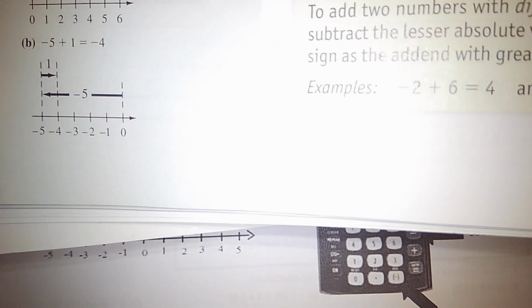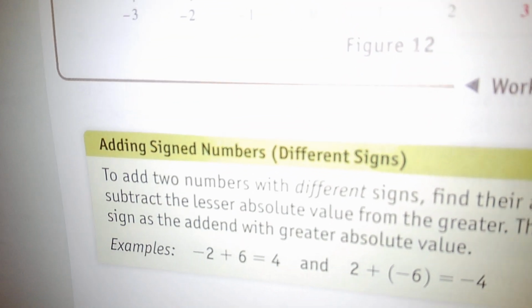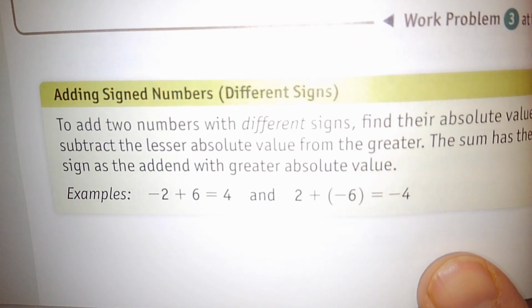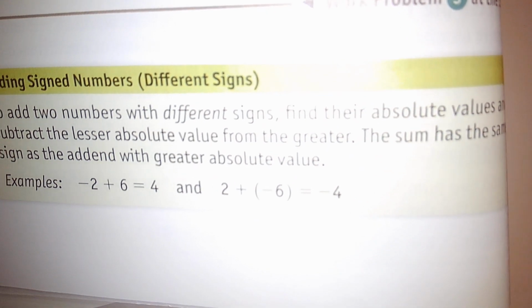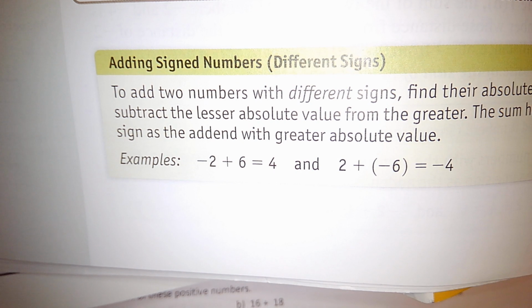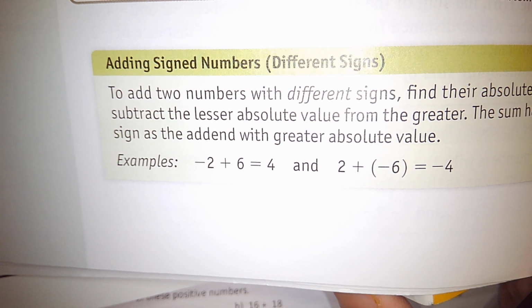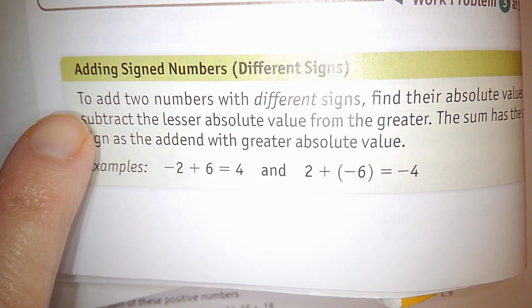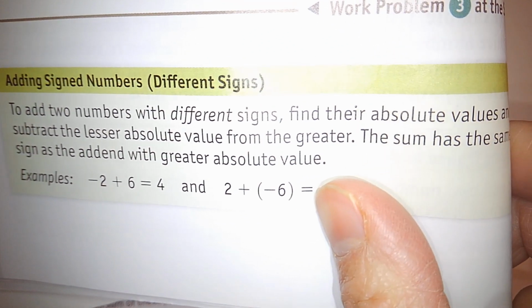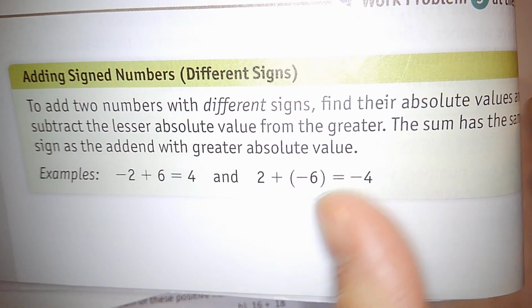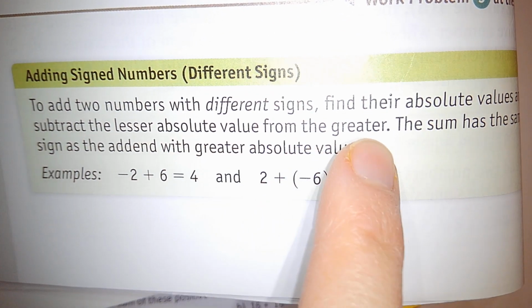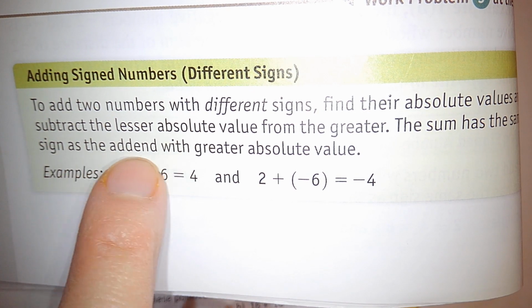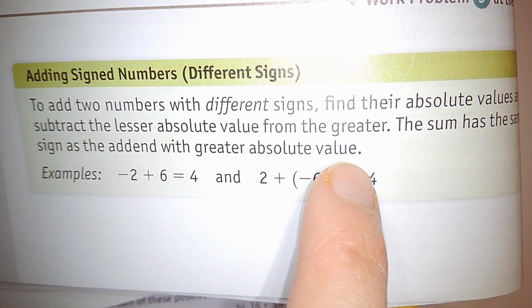next page. Adding signed numbers with different signs. Alright, how about you? Can you read for us, please? To add two numbers with different signs, find their absolute values, and subtract the lesser absolute value from the greater. The sum has the same sign as the addend with greater absolute value.